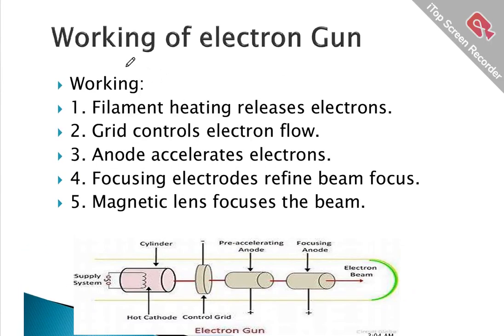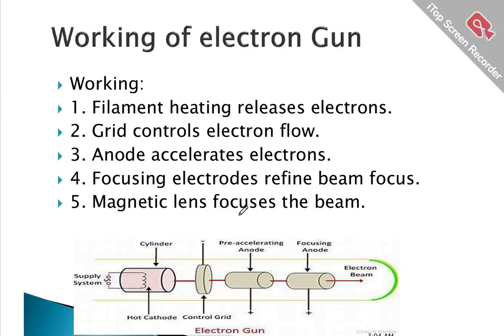So working of electron gun is: number one, filament heating. Number two is grid control, as I explained in the previous slide. An anode accelerates the electron towards itself. Another anode focuses the electron beams into a fine beam. And the fifth one is magnetic lens, which is nothing but magnetic field.